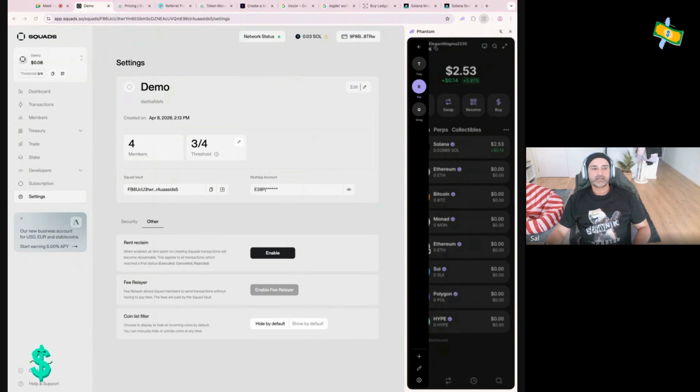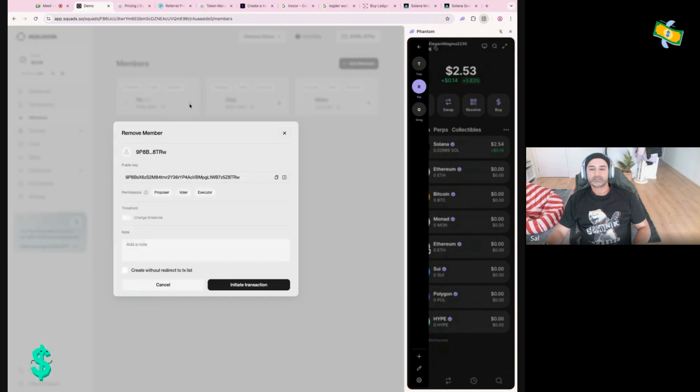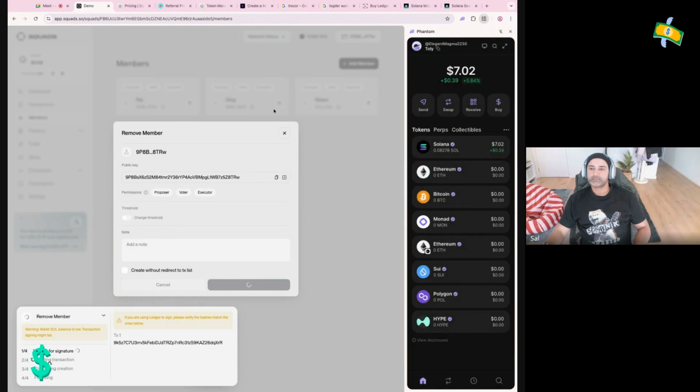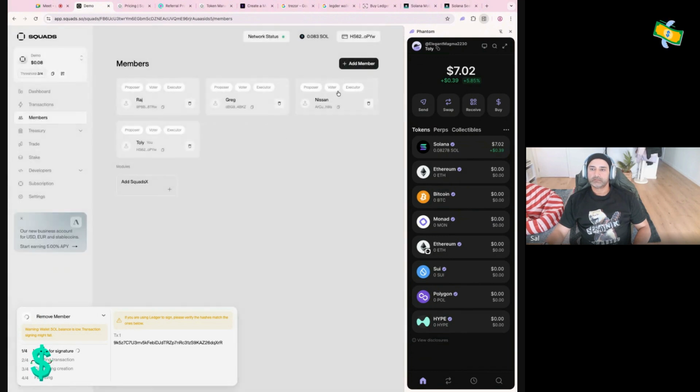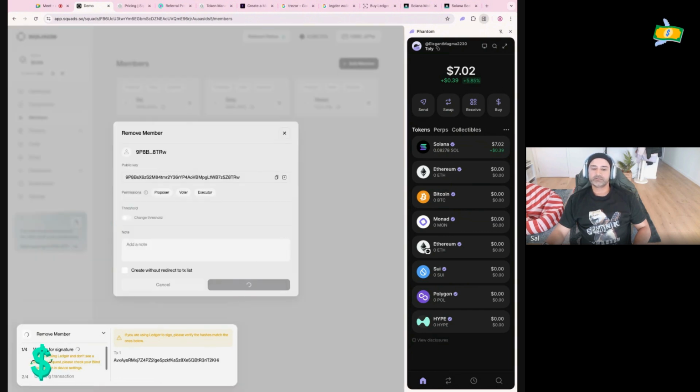So yeah, we've done the multi-sig, added members, set thresholds, added treasury or funded it, and then the same thing happens in reverse. If we wanted to remove Raj because we no longer like him, we can just go to Raj, initiate, and sign. Oh, Raj is trying to remove Raj. Let me change that. Charlie's going to remove Raj. And he's got $7. That's good.